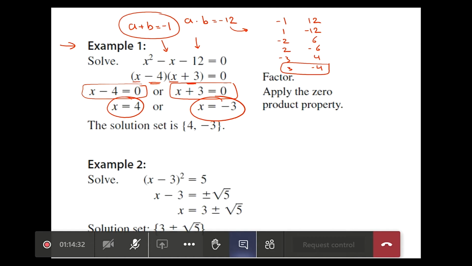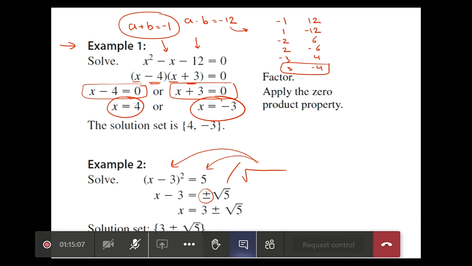The second example, look at this example. Here, if we have a number on one side and a square on the other side, take the radical directly. So we need to take the radical for the square and the radical for the 5. If we take the radical of the square, we remove the square with the radical, so we have x minus 3. But we must put what? Positive, negative on the other side.